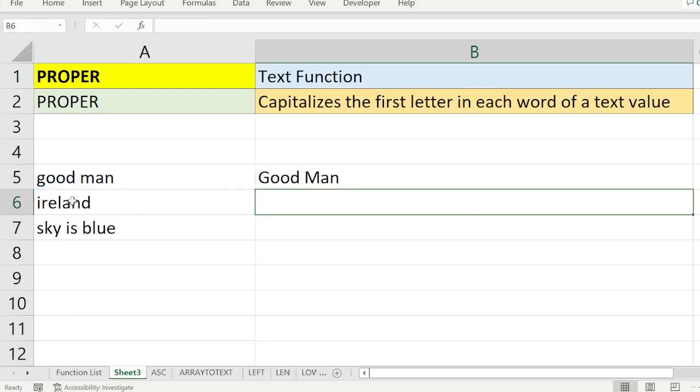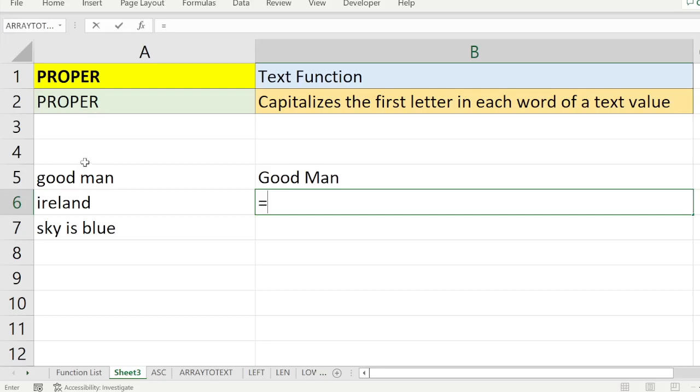What happens, you see, the first word, good, it made the first character, the leftmost character of good, into a capital letter G. Similarly, after the space, the second word, man, also gets a capital M. So it capitalized every first letter in each word in the statement or string or a sentence.